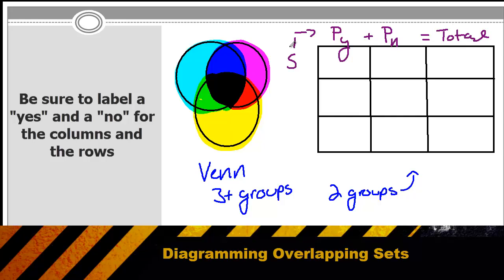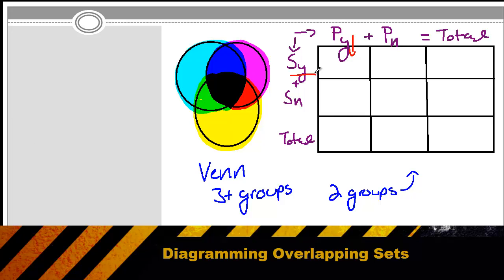And then I do the same thing with soccer. The top row is the people who play soccer. The next row is the people who don't play soccer. And then when I add those together, I get the total of the groups. So in the top left box, where the piano yes and soccer yes intersect, that's where I put the number of people who play both.